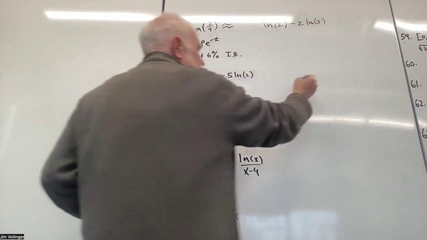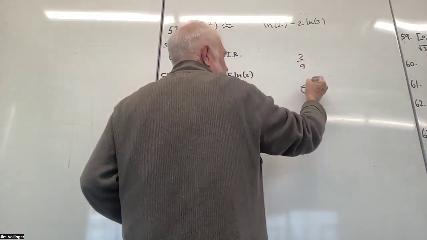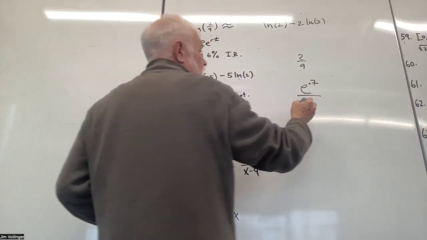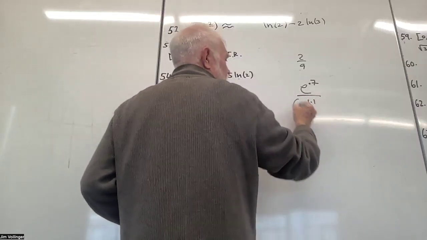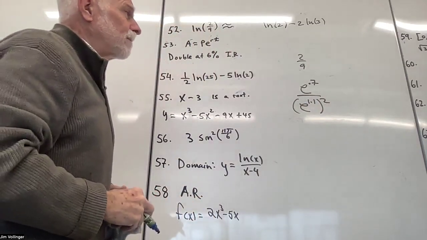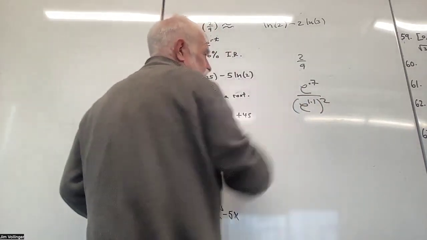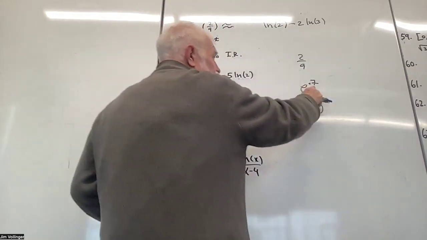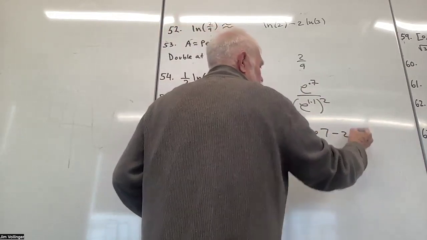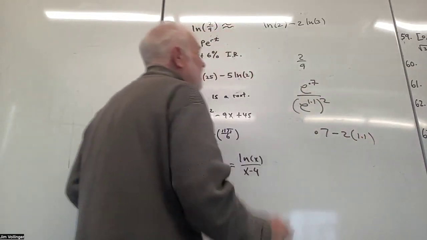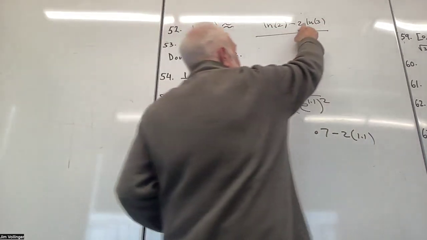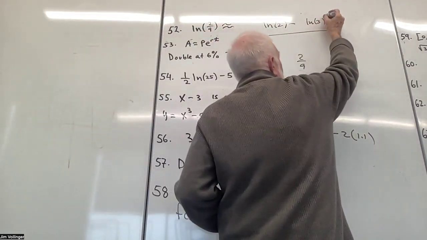So e to the 0.7, 2/9 is approximately e to the 0.7 divided by e to the 1.1 gets me 3, and that gets me 3 squared. So this is an approximation for that. I hope we can see 0.7 minus 2 times 1.1. And now maybe that'll have more meaning for you. All right, this 2 could have been placed here.